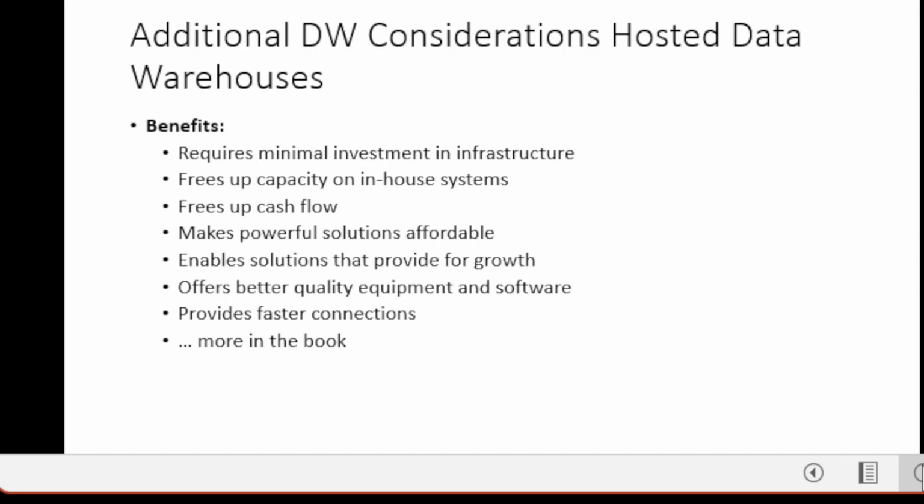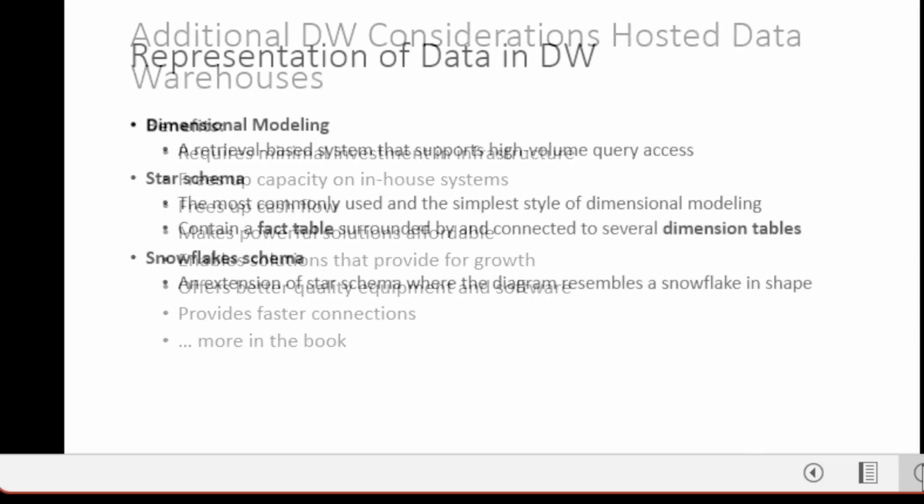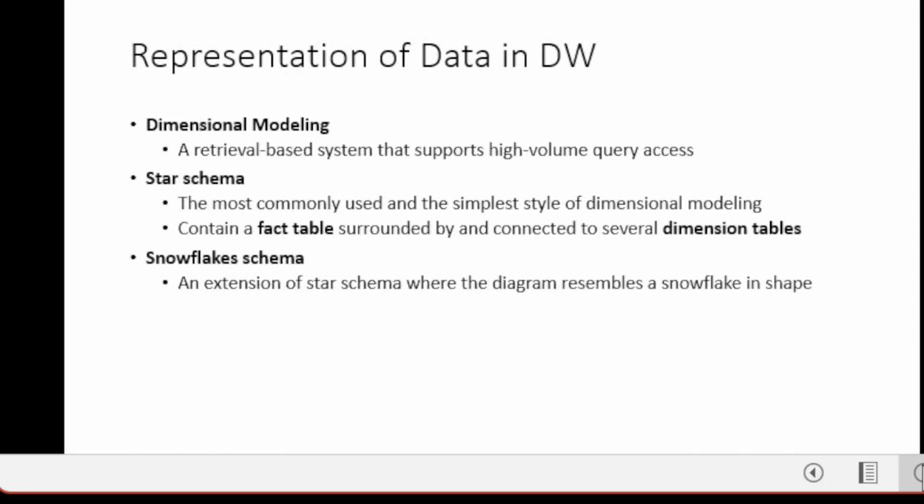And then there is also hosted data warehouse, so you can put the data warehouse in the cloud. It requires minimal investment in infrastructure. It can free up capacity of your in-house or on-premises system, frees up your cash flow. You only pay when you use them, and then it can make powerful solutions affordable, and then it enables solutions that provide for growth. So this is on hosted data warehouse.